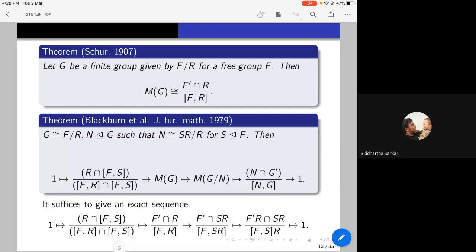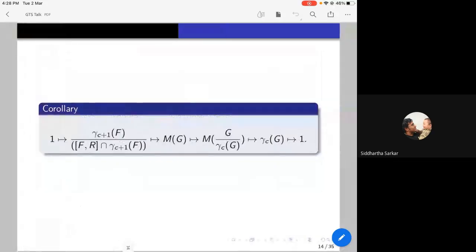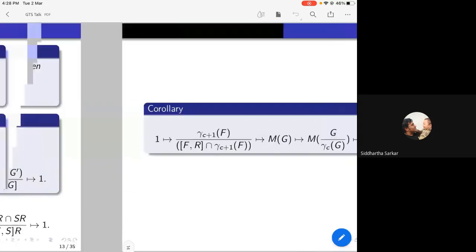Now concentrating on the sequence of Blackburn, you see on the left side the description is still in terms of F and R, which we want to replace in terms of G. Not here, not in general. Let's see a corollary first.